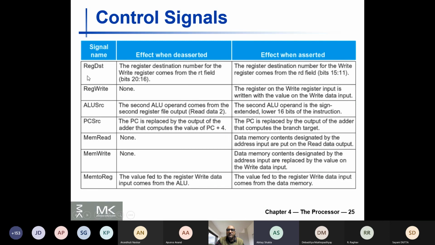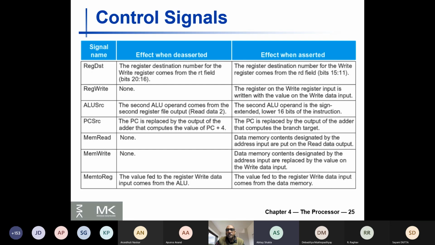That means, for example, if you look at the register destination, if we want to write something into the register, that will happen in 2 cases. One is the load and the other one is the R format instruction, right? So out of these 2, one has to be chosen depending upon the instruction.